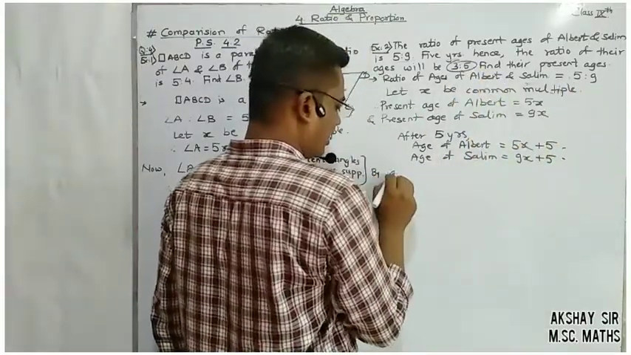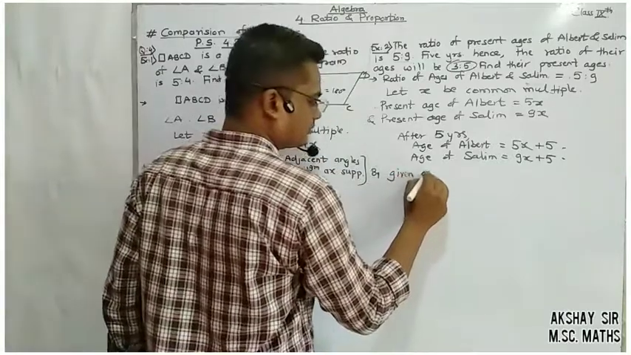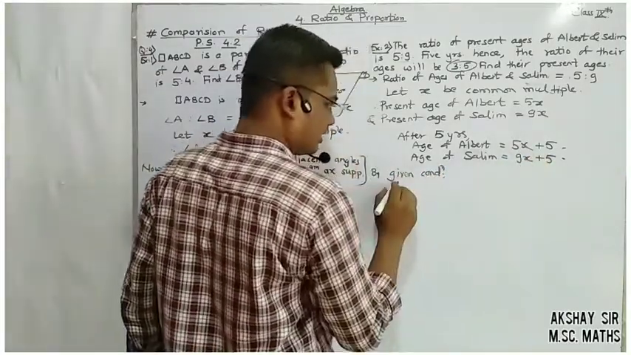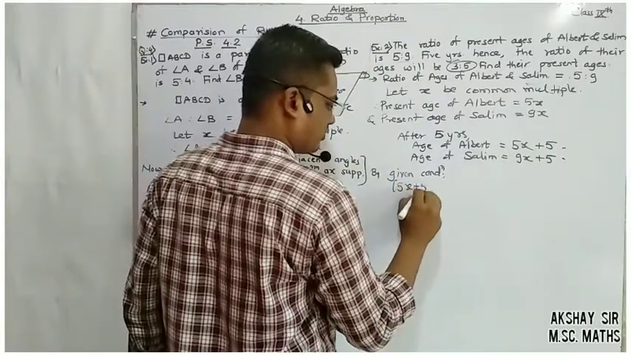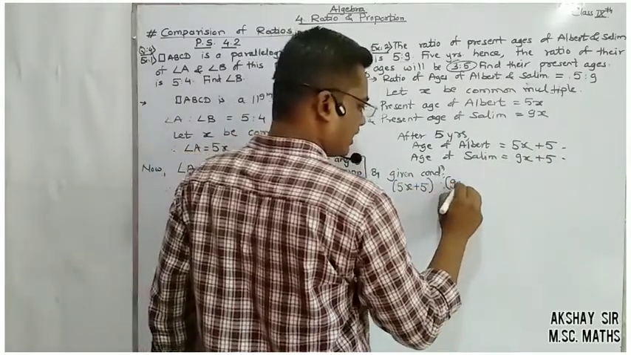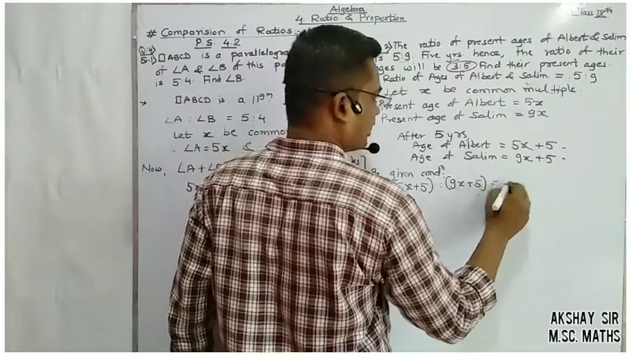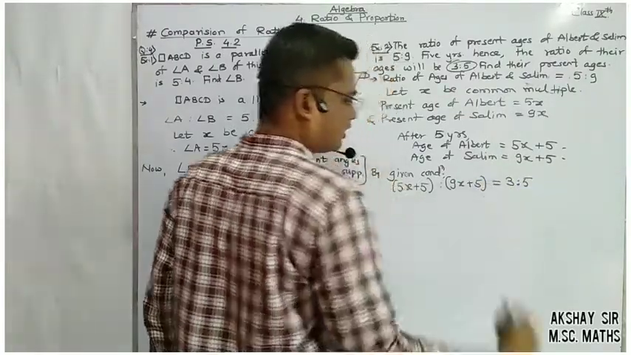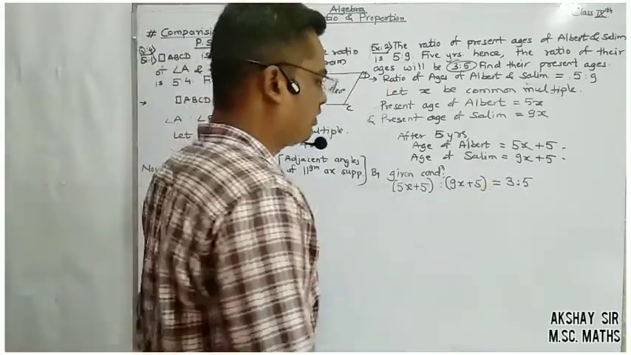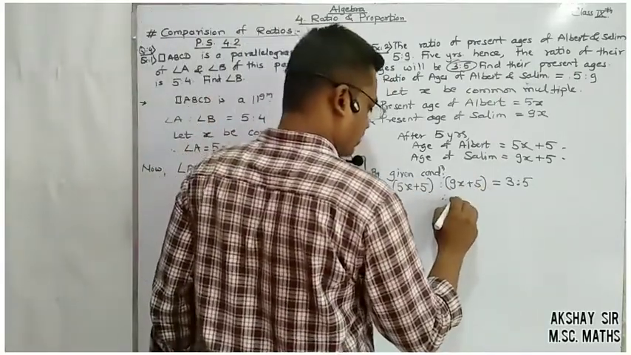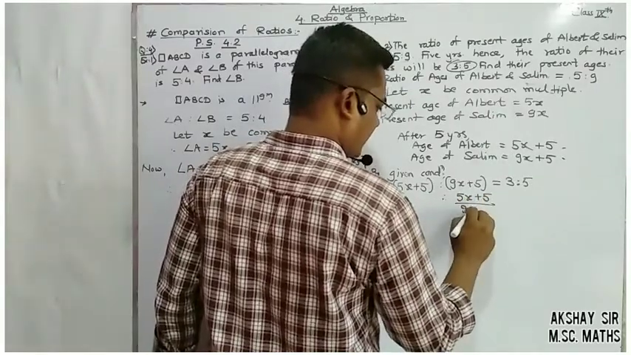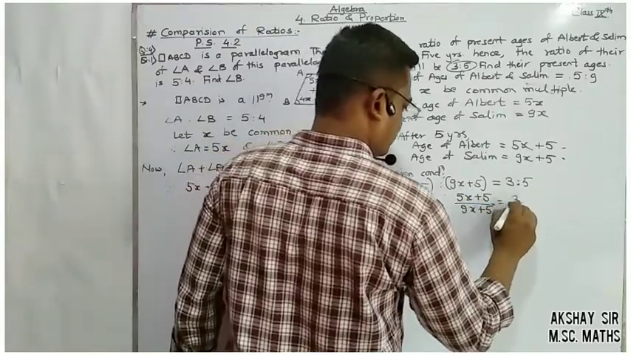So now by the given condition, the ratio of 5x plus 5 with 9x plus 5 is given as 3 to 5. Now we simplify it to find the value of x. Let us make its rational form. So 5x plus 5 upon 9x plus 5 equals 3 upon 5.